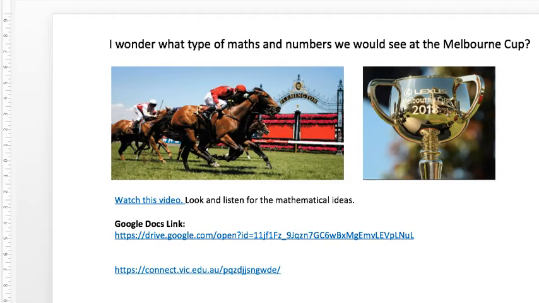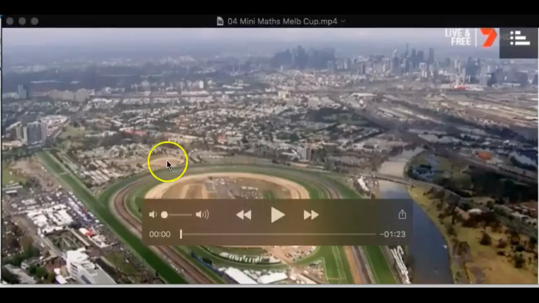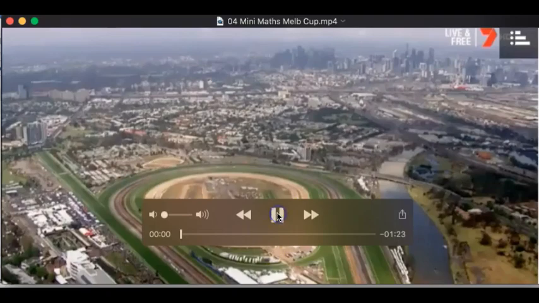Today's topic is the maths at the Melbourne Cup. We've all recently had a day off school so that we could enjoy the carnival atmosphere of the Melbourne Cup. Let's look at what happened at the Melbourne Cup last Tuesday. With the sound down, so that we can look at the maths, but there's also a lot of maths in the speaking of it. Let's see what we have.